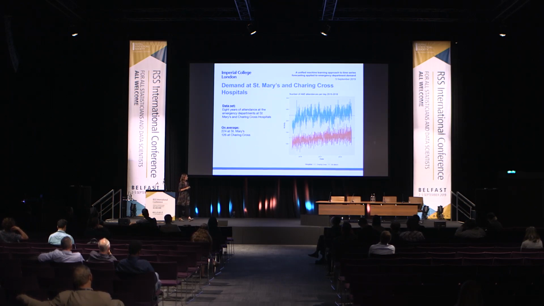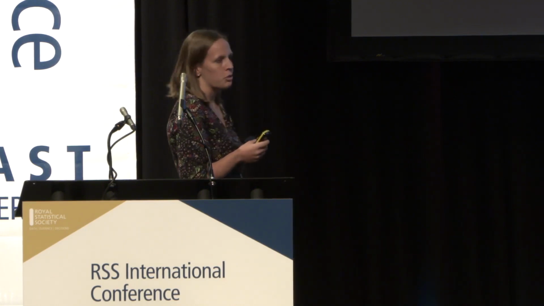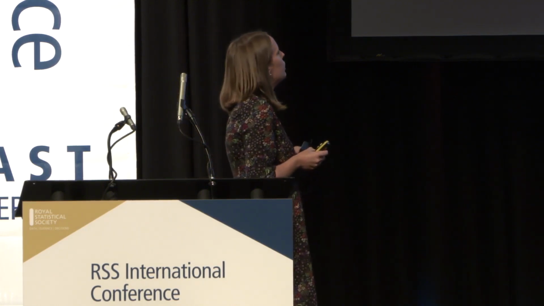So this is the data set that we're looking at. We have 8 years' worth of data. I'm showing you 4 years here, for both 2 hospitals. One's St. Mary's Hospital and the other is Charing Cross Hospital. They're both in West London. Although they're not the biggest hospitals in London, they're fairly big, and they have major trauma units in Western London. St. Mary's Hospital is facing, on average, 224 patients a day, while at Charing Cross, it's roughly 126 every day.